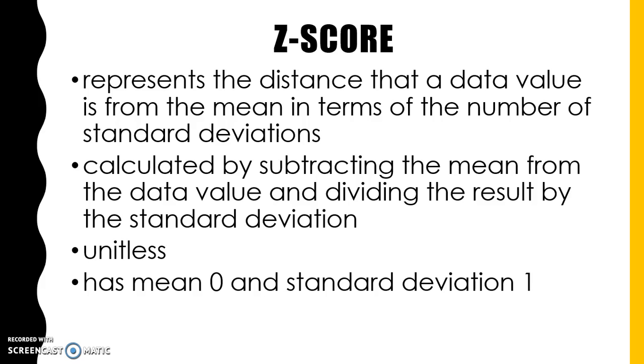A z-score is unitless, and it has a mean of 0 and a standard deviation of 1, which will be extremely important later on in this course, so you may want to write that down, keep it on a note card, keep it in your mind or very close.